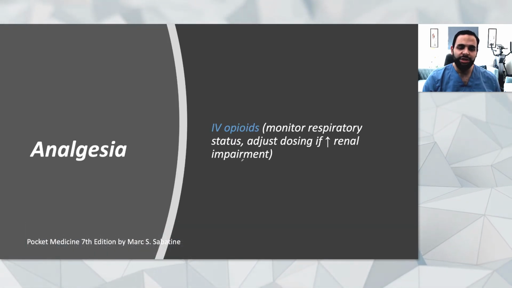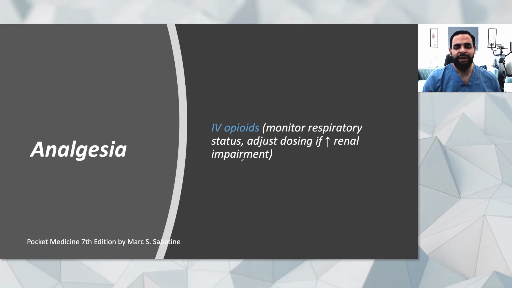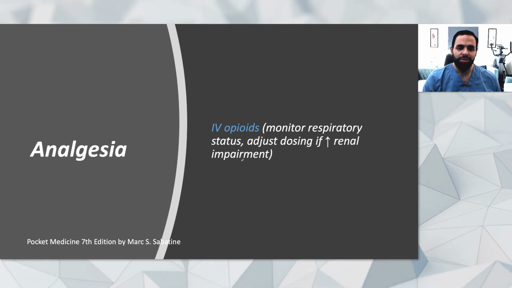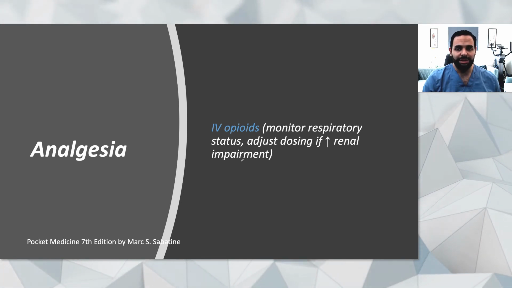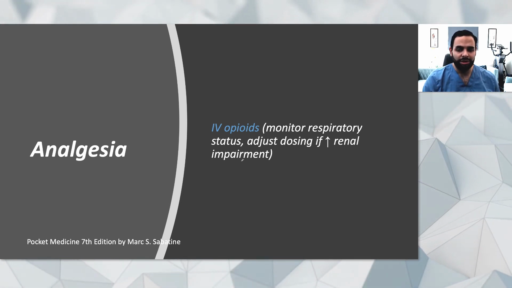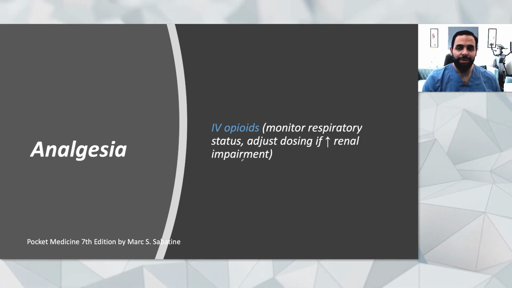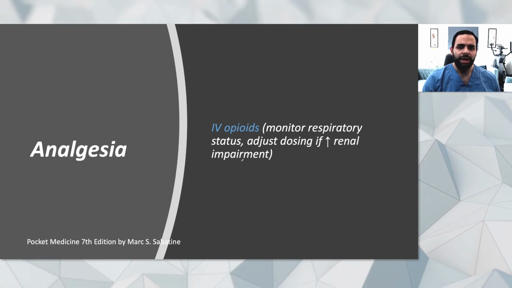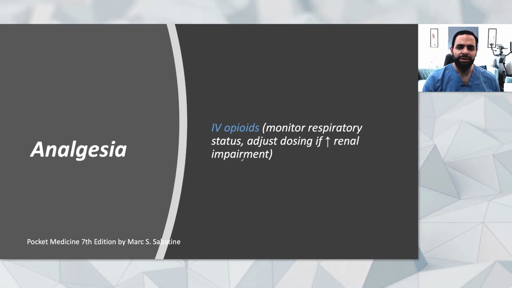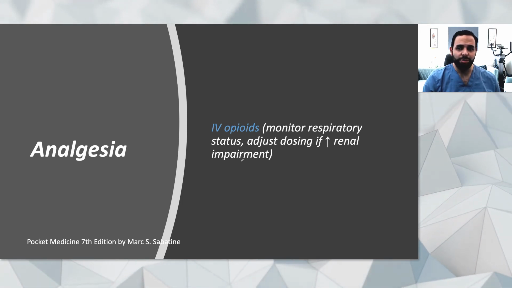Give analgesia to patients and opt for IV opioids in the severe pain phase and in the initial phase. Then monitor respiratory status and adjust doses if you have renal impairment. Ask for help from your clinical pharmacologist or senior if you don't know how to do that. But you want to opt for IV opioids. Remember, pain actually contributes to inflammation, and usually a lot of people don't take pain seriously. This is one of those conditions where you should.